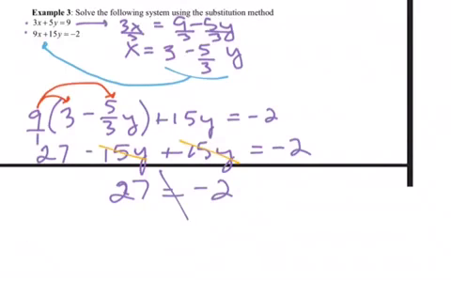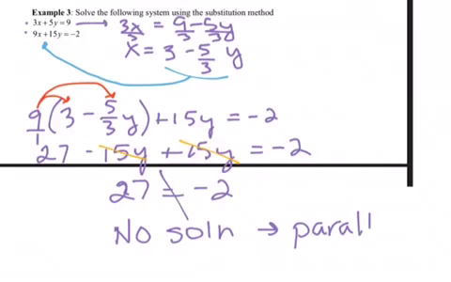So what this tells you is that there are no values for which these two graphs cross. So I have no solution, because they are parallel lines. They never cross.